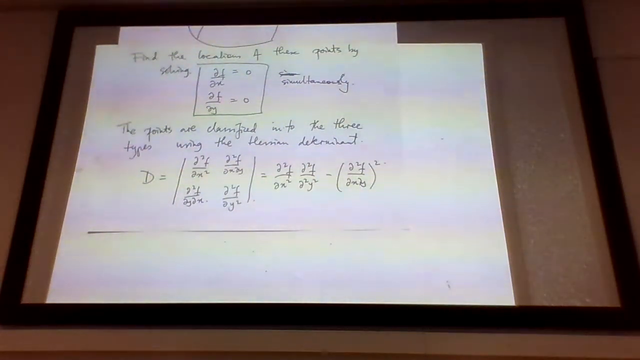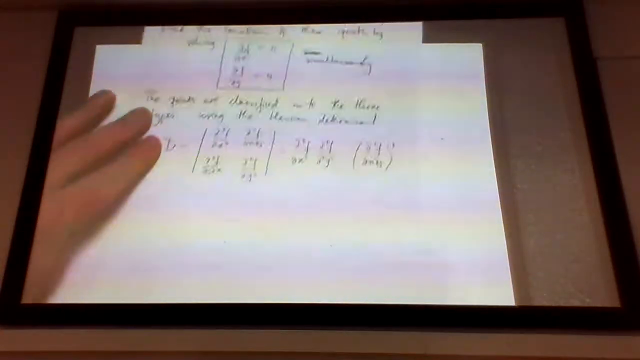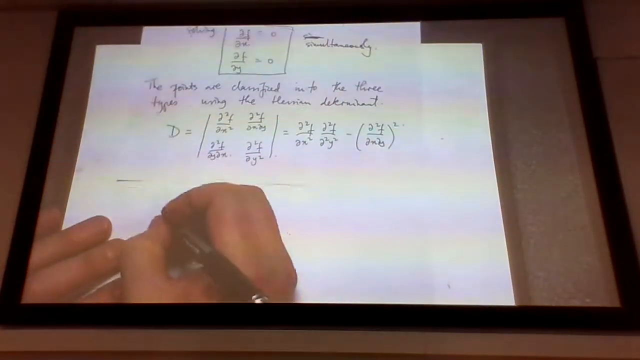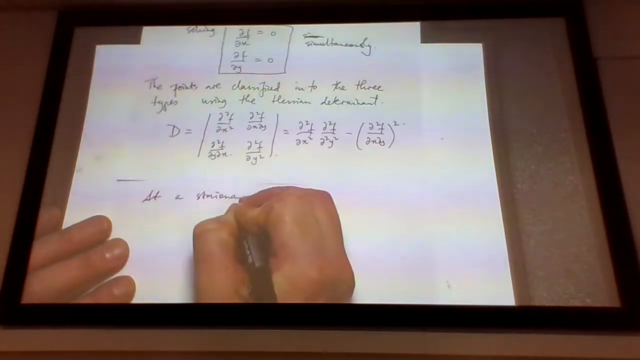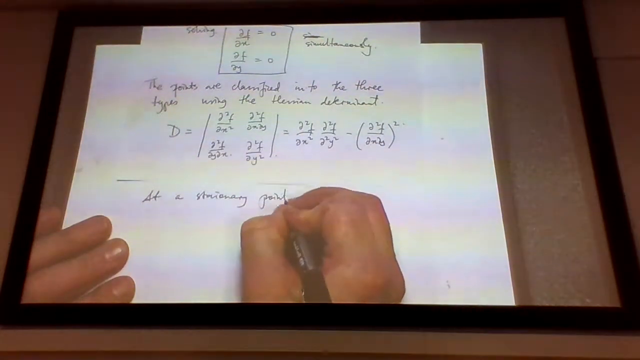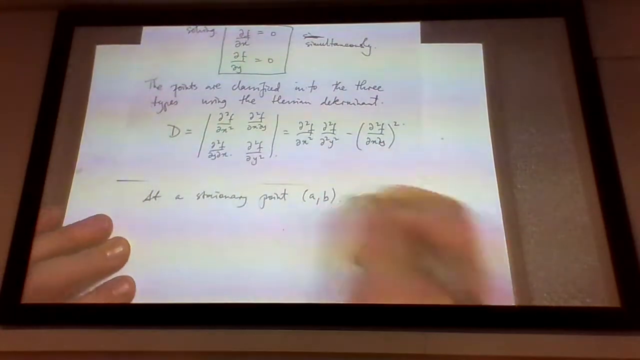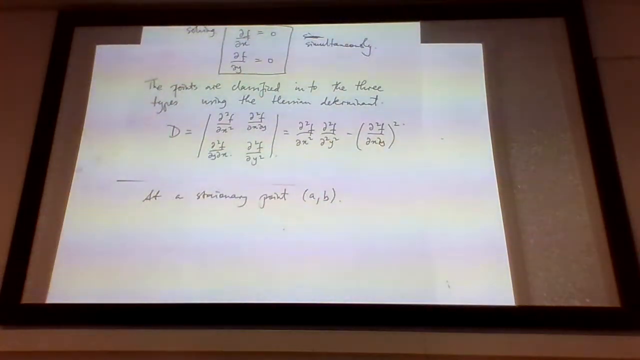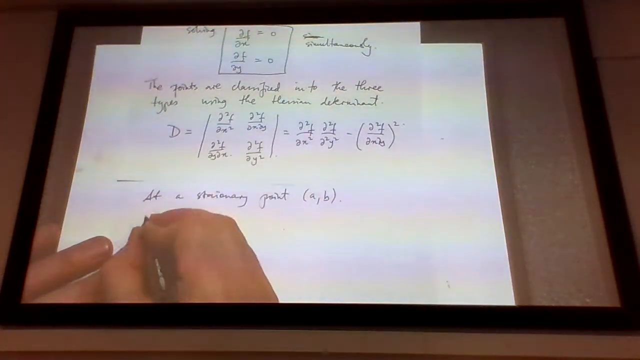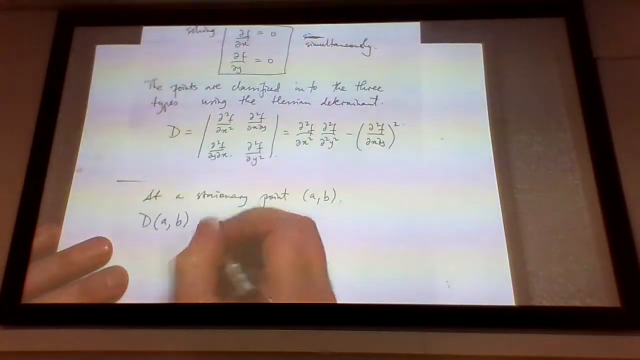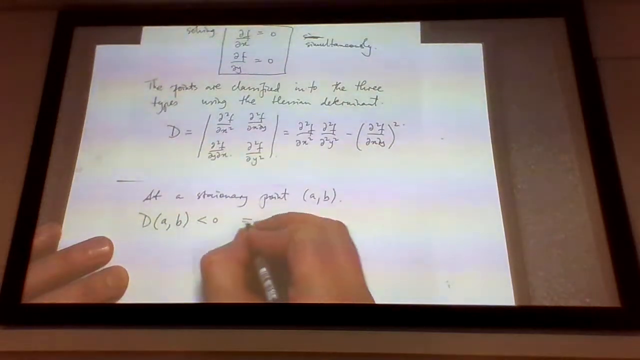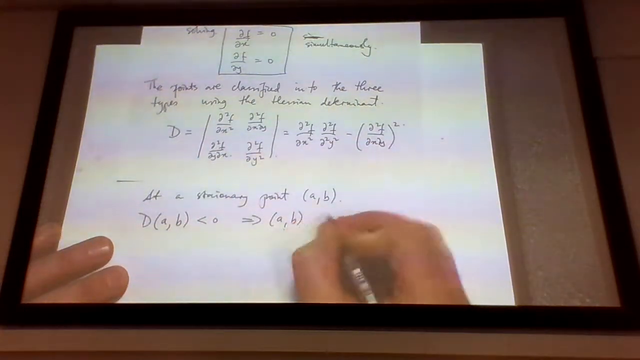And the way the classification operates, you can see it described there in the notes on page 20. The way the classification operates is at a stationary point (a, b), so this is a point where both first order partial derivatives vanish. When you evaluate D, if you get a negative answer, that implies that (a, b) is a saddle point.